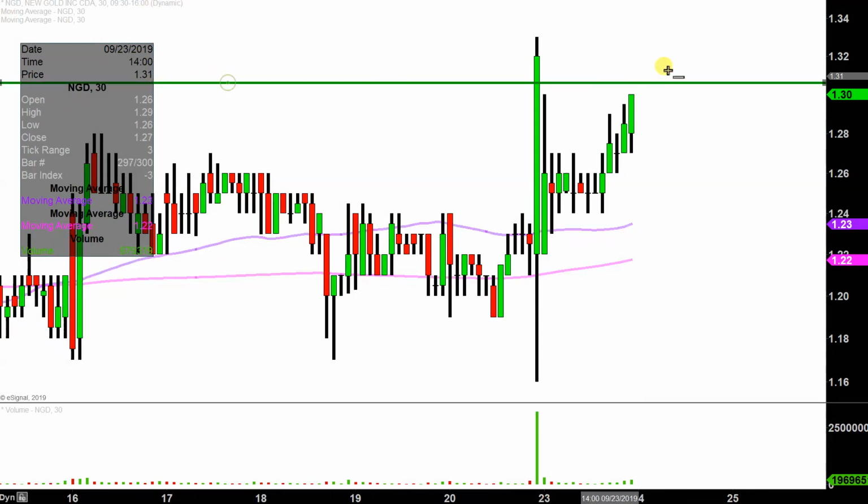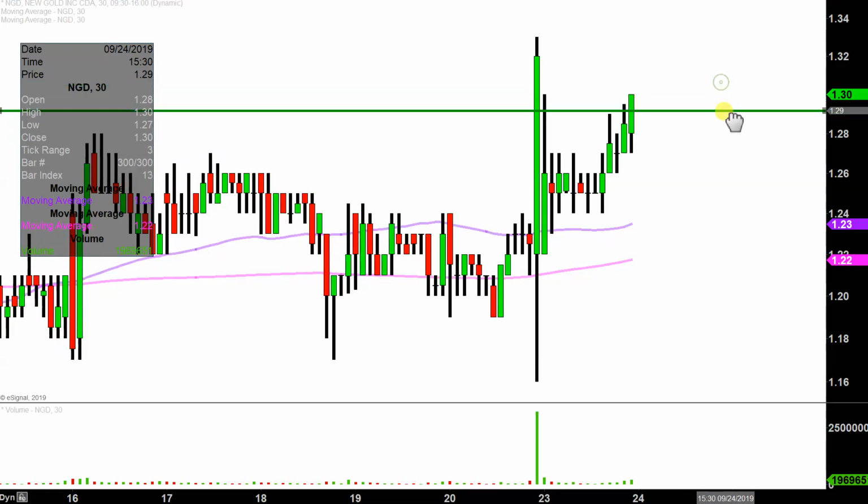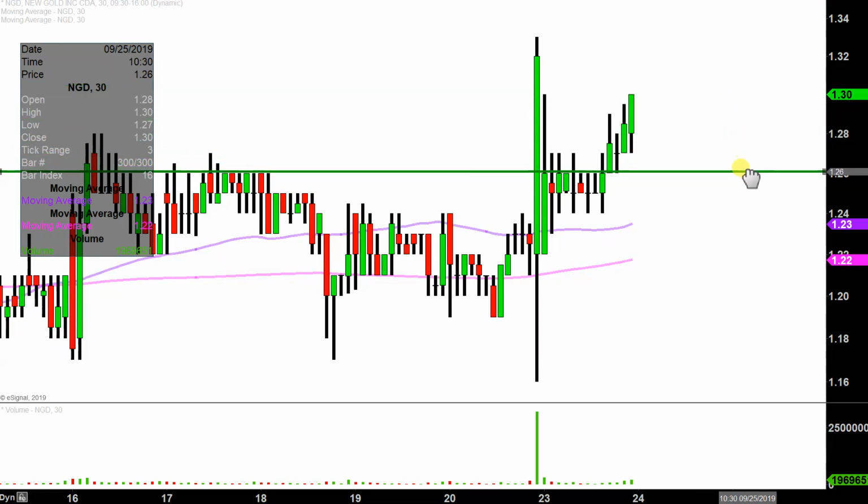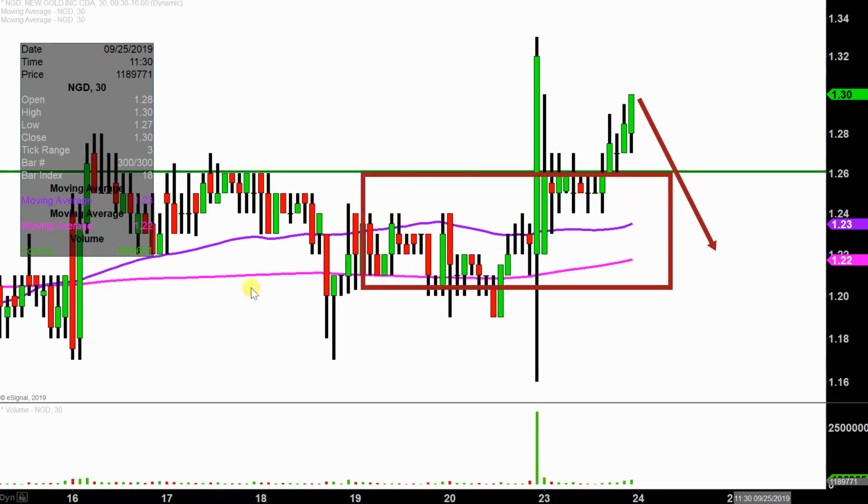First level of support to keep an eye on going into Tuesday is going to be right here at the $1.26 mark. I don't want to call $1.26 a must-hold level, but I'd consider it a very important level. I'm not saying this will happen, but just to explain the point of what I'm trying to get across: if the price were to come down here to $1.26 and then just continue on down through it, at that point, from a very literal perspective, that would be putting the price right back inside of that range of the chart that it just broke out from.